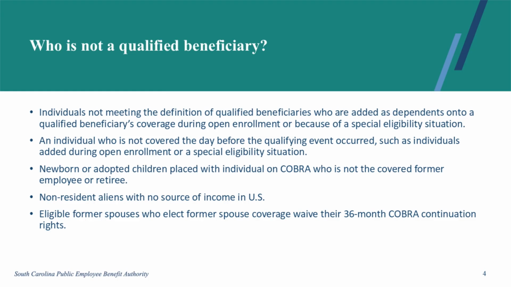Not all insurance subscribers are eligible to receive COBRA coverage. These subscribers would be considered non-qualified beneficiaries. Dependents who enroll in COBRA during open enrollment or because of a special eligibility situation are not qualified. Newborns or adopted children are not qualified in cases where the person on COBRA is not the former employee or retiree. Also, non-resident aliens with no source of income in the United States are not qualified beneficiaries. And eligible former spouses who elect former spouse coverage waive their 36-month COBRA continuation rights.